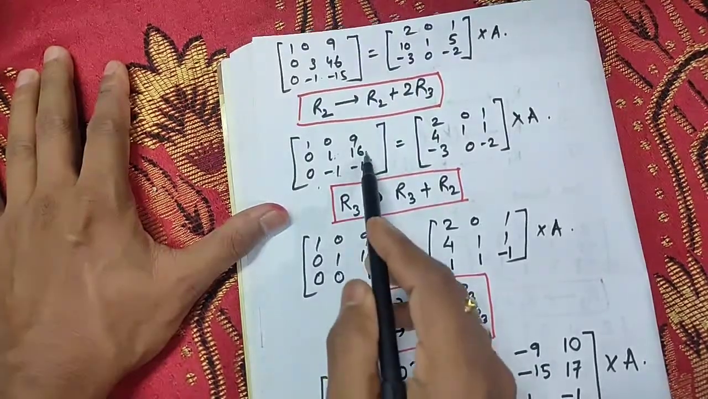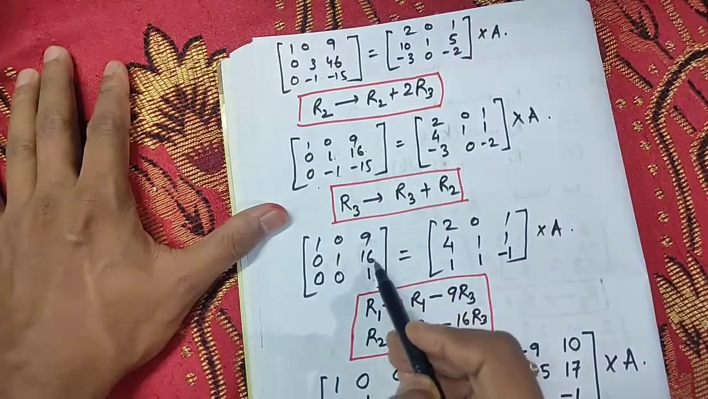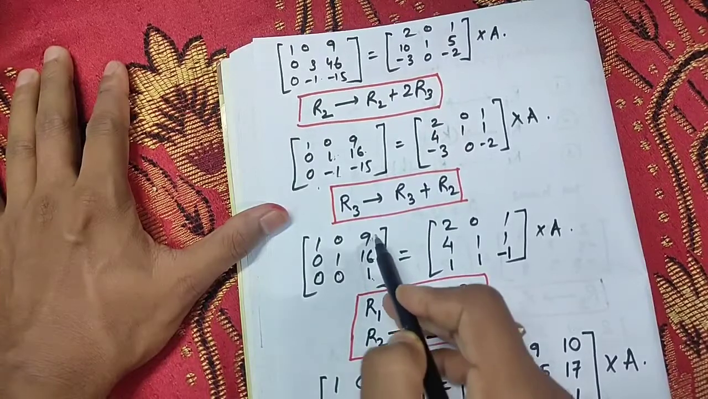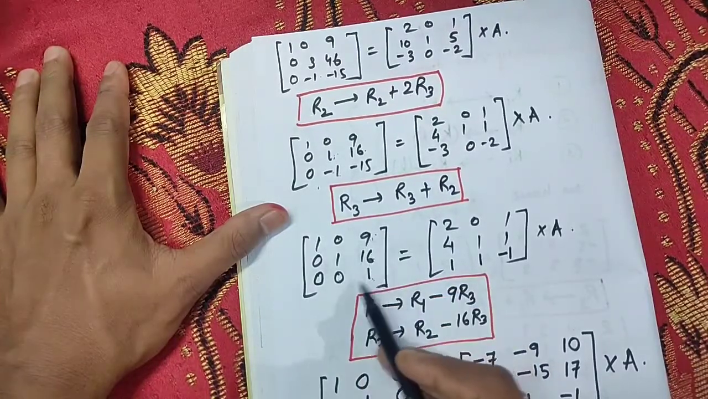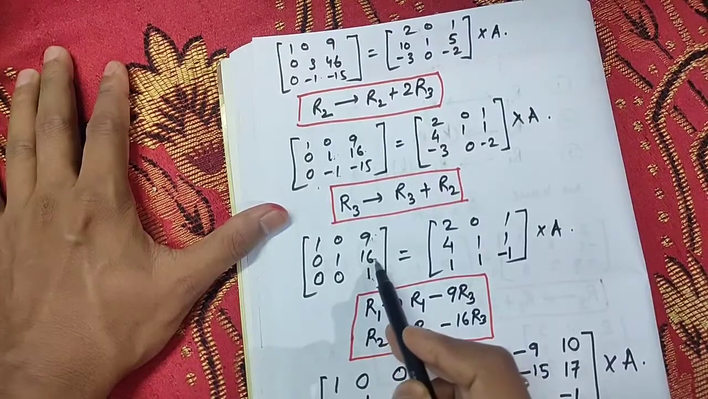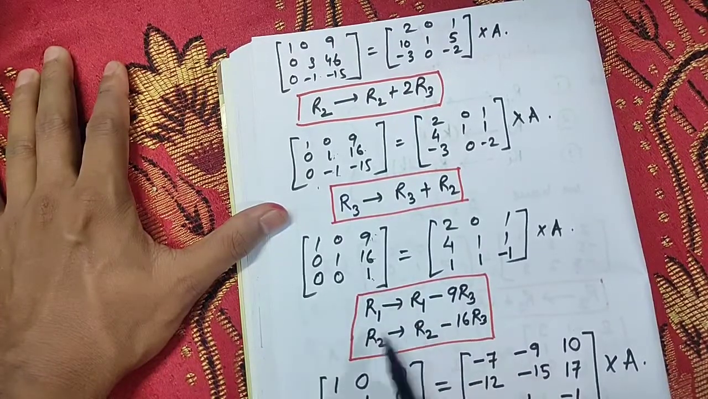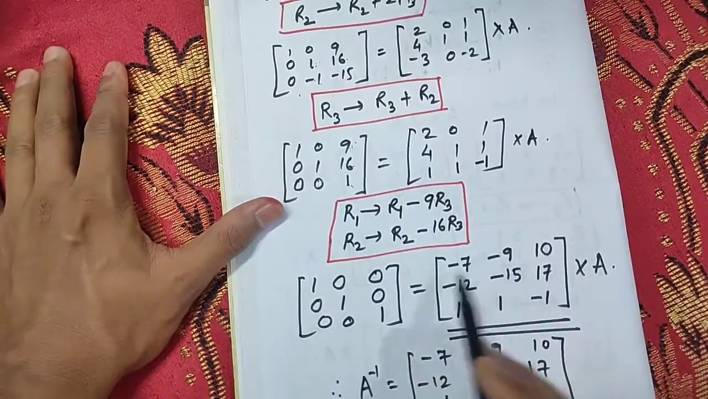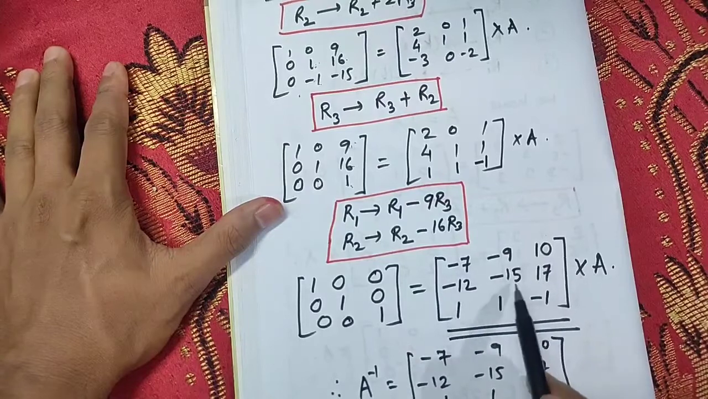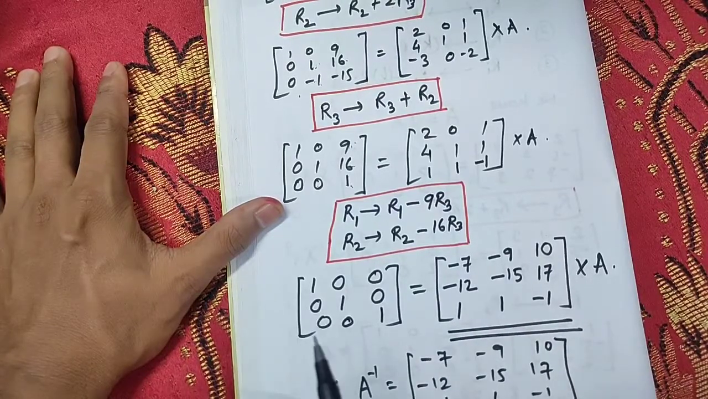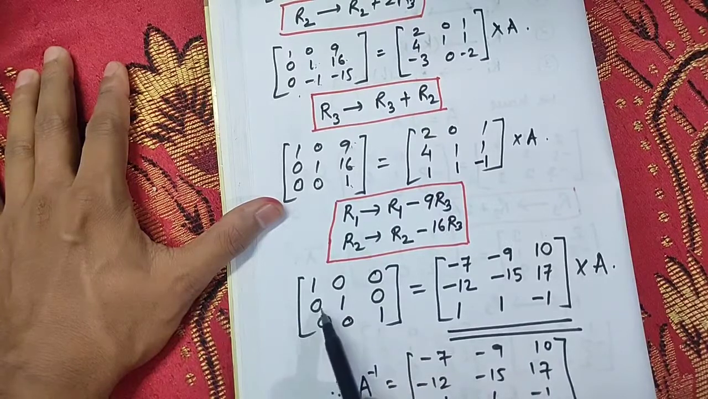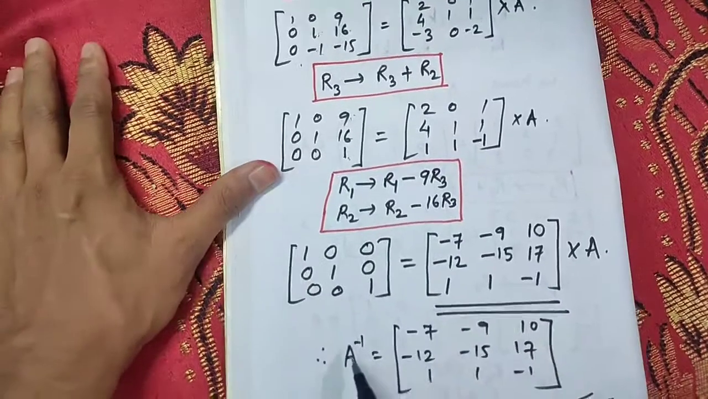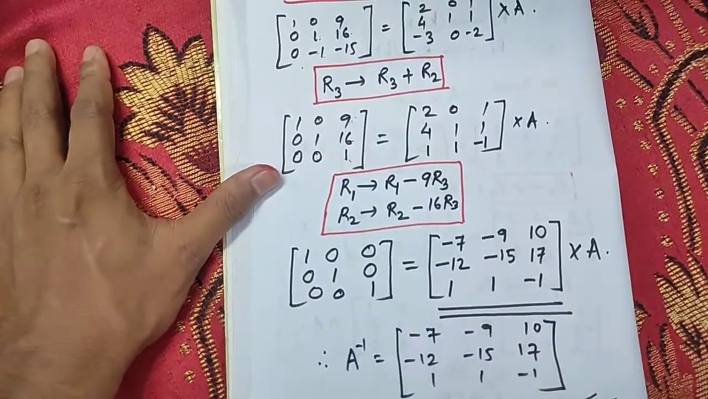Now you have to make this into 0 and this into 0. If you multiply 9 with this row and subtract from this, it will become 0. Similarly, if you multiply 16 with this row and subtract from this, it will become 0. The same operation we apply over here. So we get this at last. When the LHS becomes I, whatever matrix comes in the RHS will be the inverse. Therefore, A inverse equals this matrix.